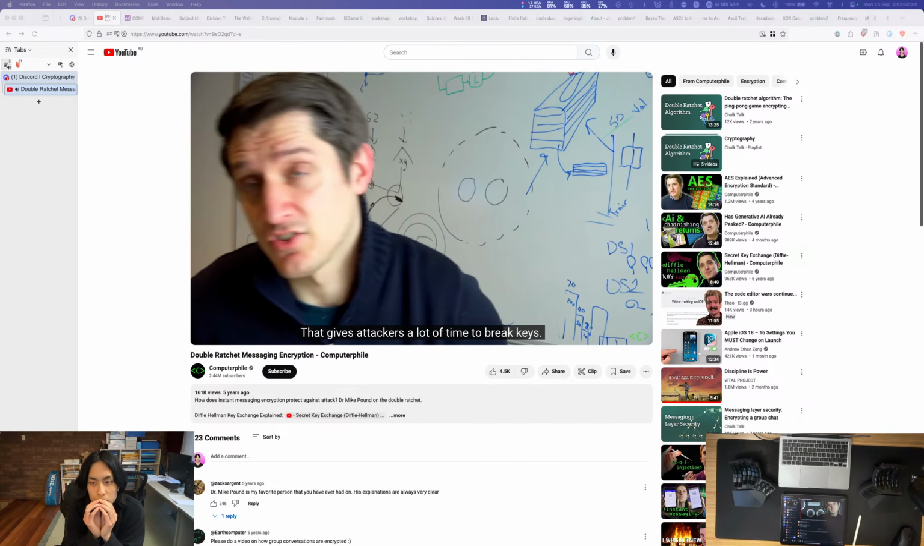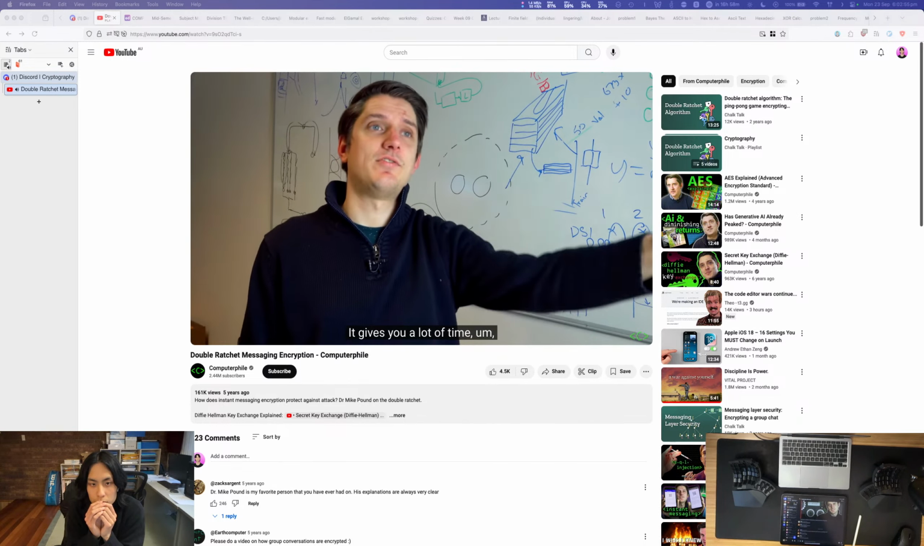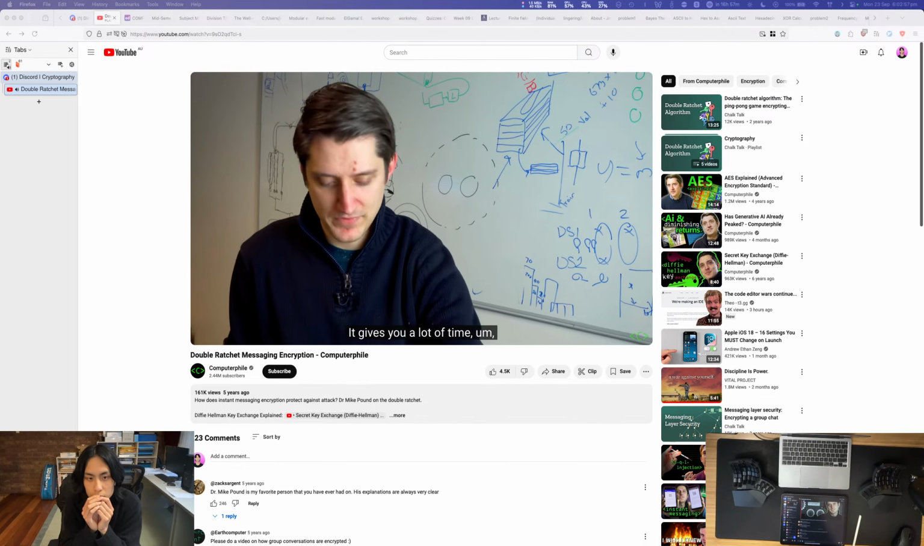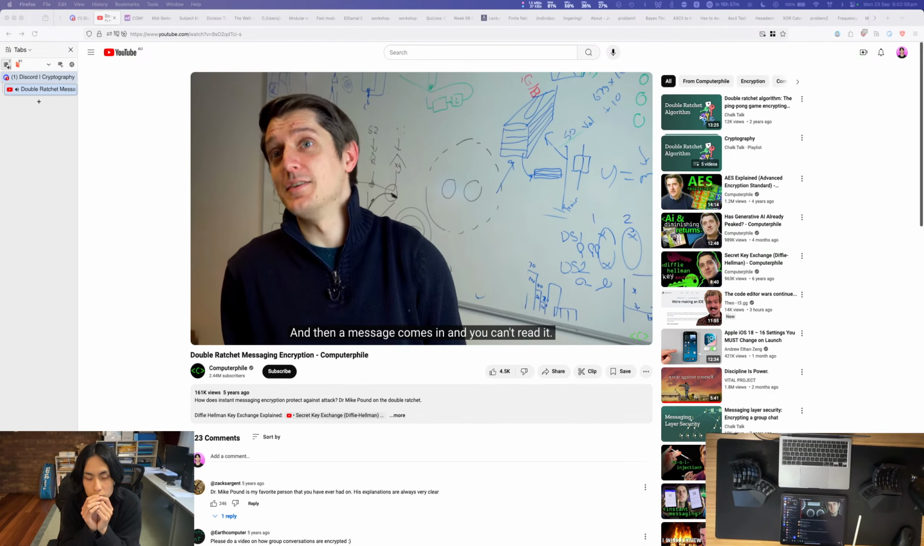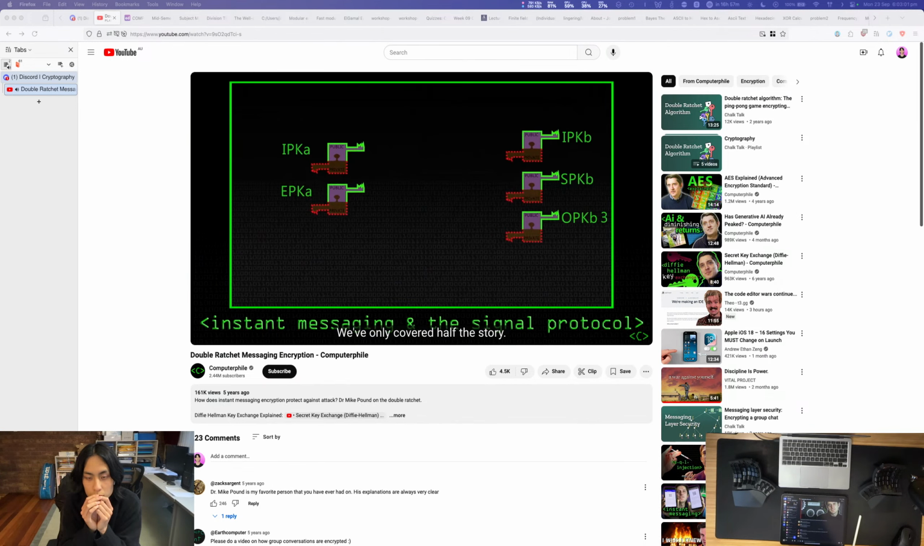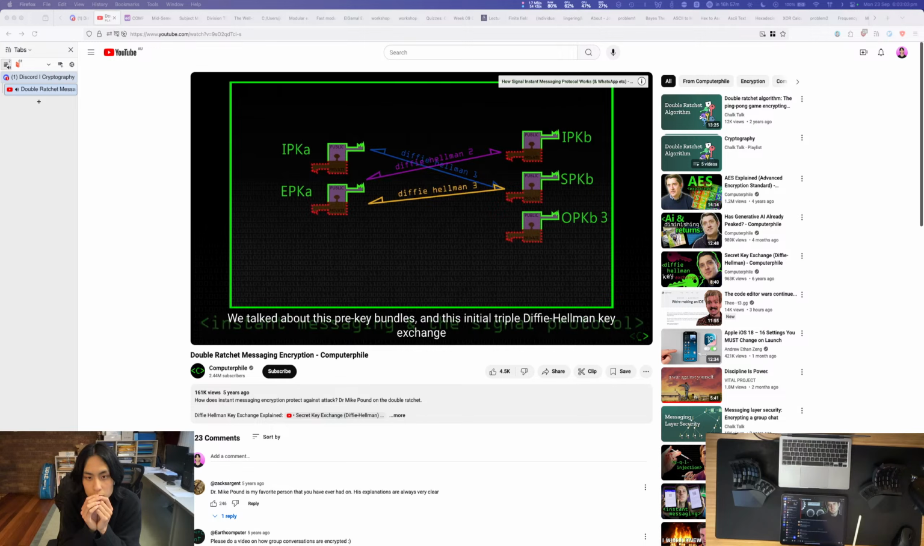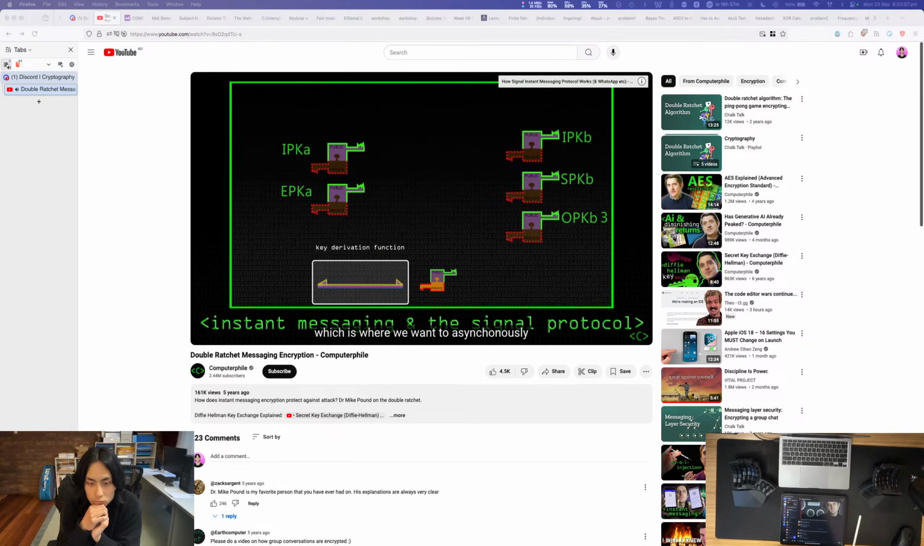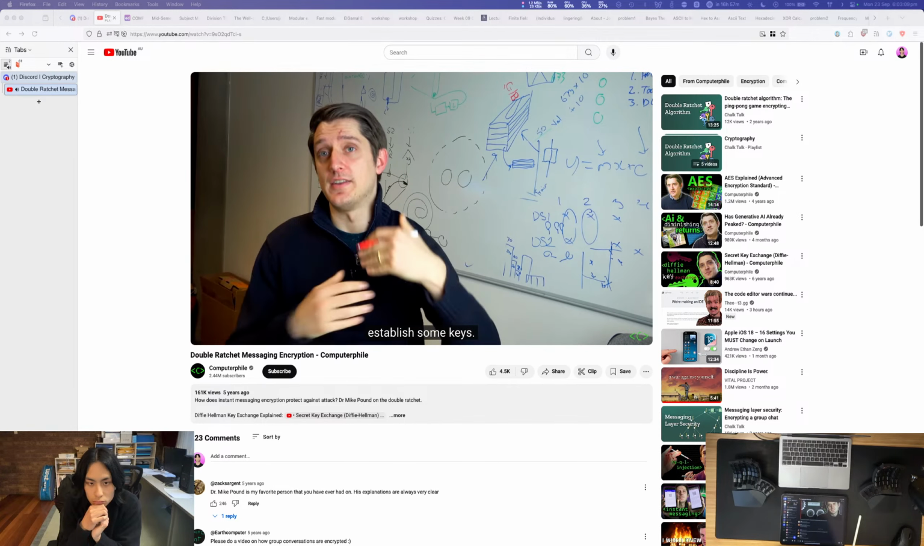That gives attackers a lot of time to break keys. It gives you a lot of time to forget what the key was, and then a message comes in and you can't read it. We've only covered half the story. We've talked about pre-key bundles and this initial triple Diffie-Hellman key exchange, where we want to asynchronously establish some keys.